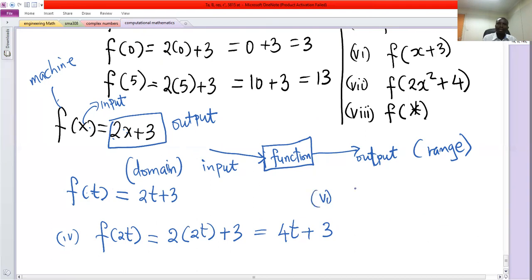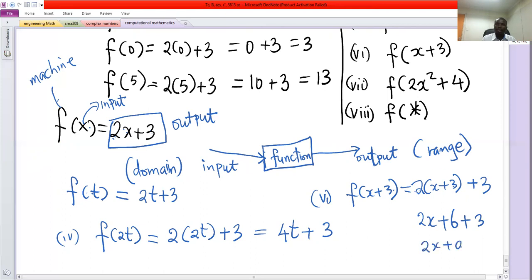Number 6, f of x plus 3. f is the same machine, which operates on the principle that whenever you give it any input, it multiplies by 2, then it adds 3. So when you give it x plus 3, it will take this input, x plus 3, multiply it by 2, and then add 3. And then you simplify. 2 by x is 2x, 2 by 3 is 6, then plus 3. Remember, this 2 is only affecting the input at this point. You have 2x plus 9.